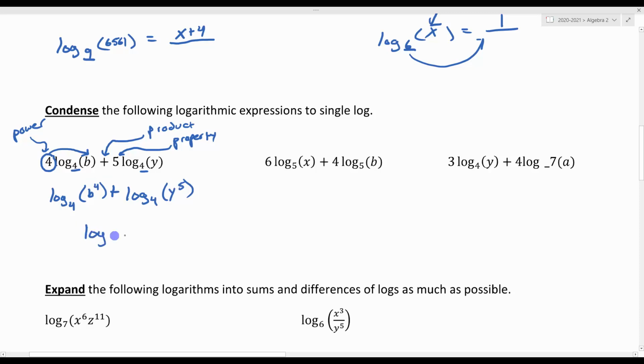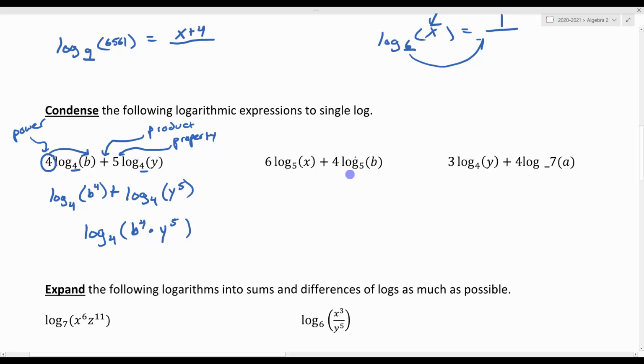So I can say log base 4 of, and I'm going to write a single log here. But to get my single log, I have to multiply the two inputs here. So I'm going to have b to the 4th power times y to the 5th power. And that all goes inside of the single log. So if I were to evaluate this expression and evaluate this expression, I would get the same value. They are equivalent. Okay? So remember, when you're condensing, power property first, then product property, in that order.